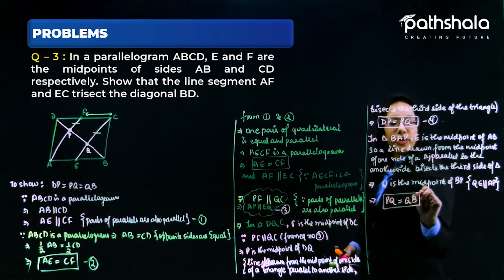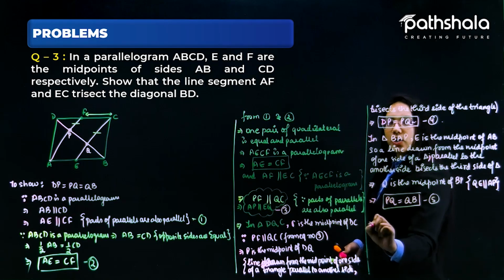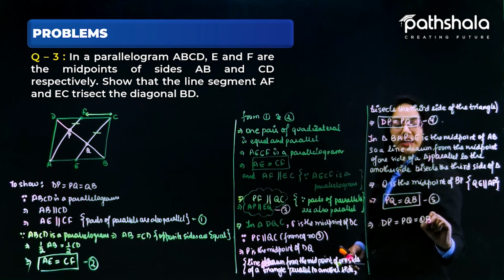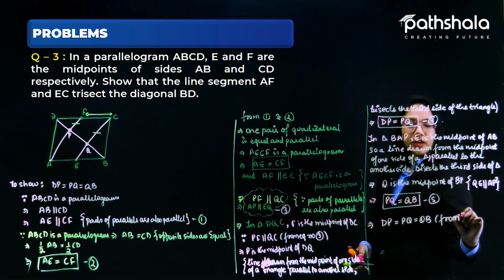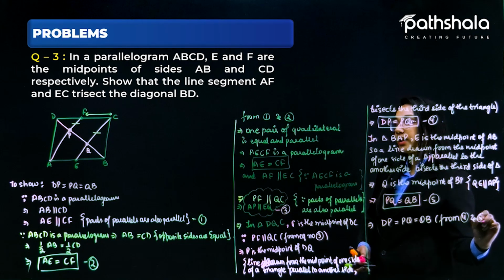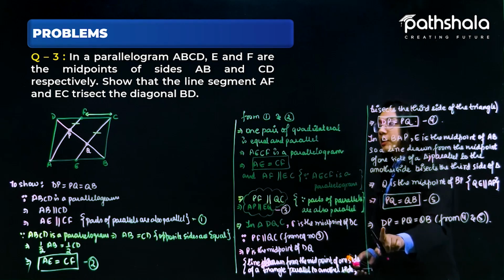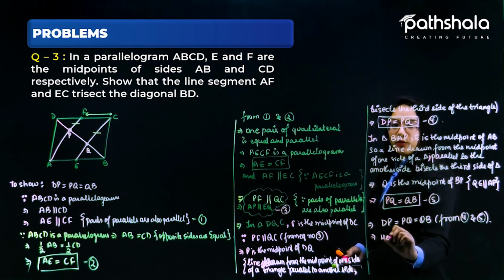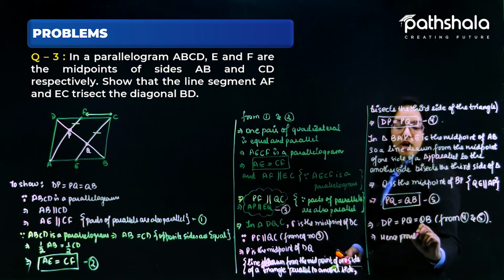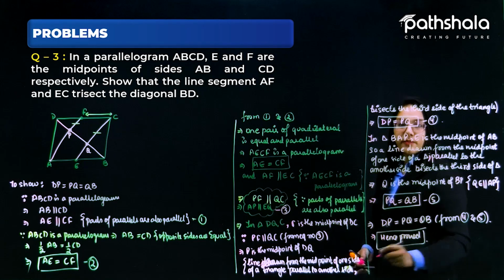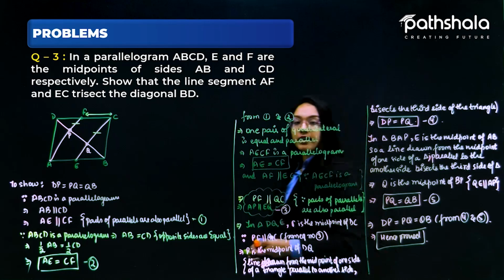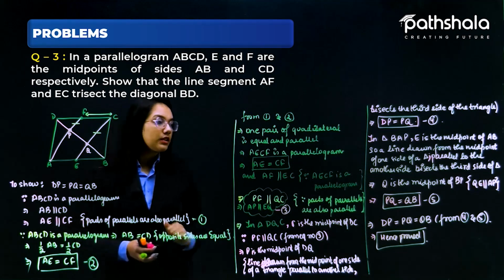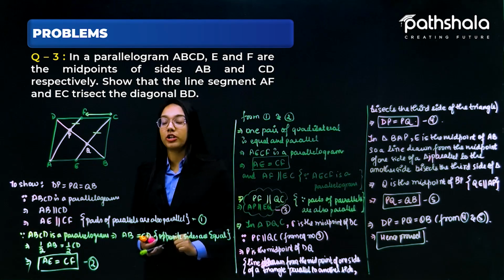This is, let us suppose, the fifth equation. So hence it implies that DP is equal to PQ is equal to QB, from equation number 4 and 5. We are getting that DP is equal to PQ which is equal to QB, and this is exactly what we have to prove. So hence it is proved that the line segments AF and EC are trisecting the diagonal BD. This is the whole diagonal, which is BD.